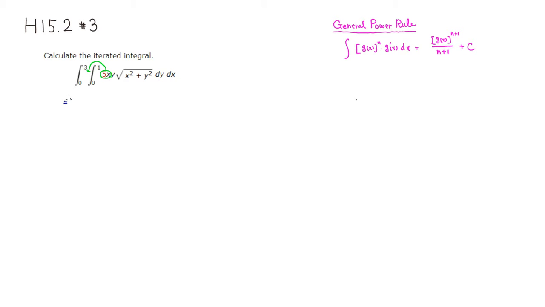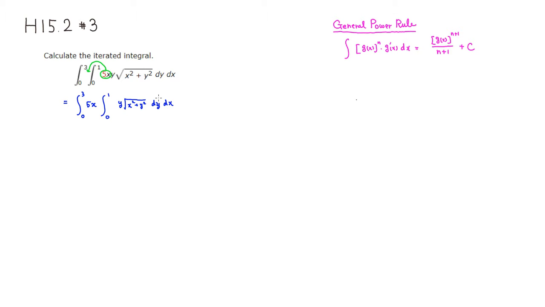So this is going to be an integral from 0 to 3. I'm just going to put the 5x outside for now. Then you have an integral from 0 to 1, y times the square root of x squared plus y squared, with respect to y first, then with respect to x.